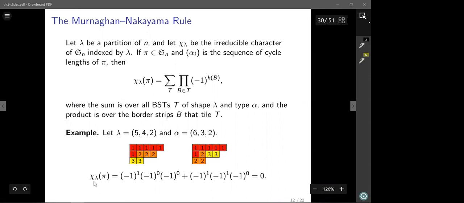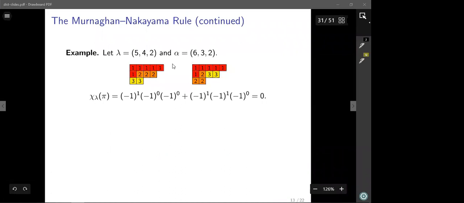So this is saying that if the cycle lengths of pi are 6, 3, and 2, then chi of lambda at pi is actually 0. But now let's get back to this question. What if I had taken some pi with 6, 3, and 2 in a different order, like 2, 3, 6? Doesn't that give you a totally different thing? Well, yes.